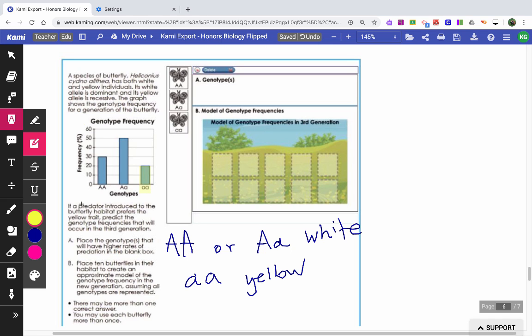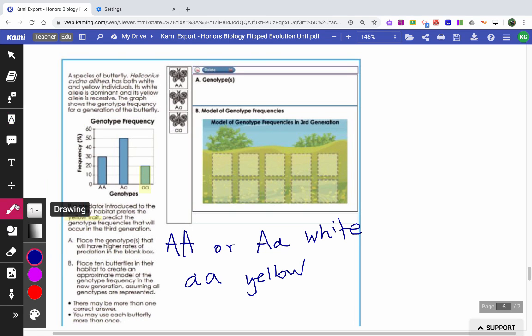So what it's telling me here is that there's a predator introduced that prefers the yellow trait, meaning that predator likes to eat yellow butterflies. And it wants you to make a prediction based on that information about what's going to happen to these gene frequencies. And the way that this works usually on the ARES test is you do a lot of dragging and dropping. I'm just going to write it up because this is just in my PDF. It's not like a dynamic thing like it would be.